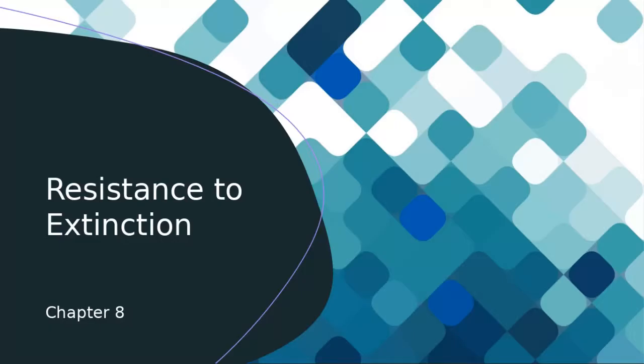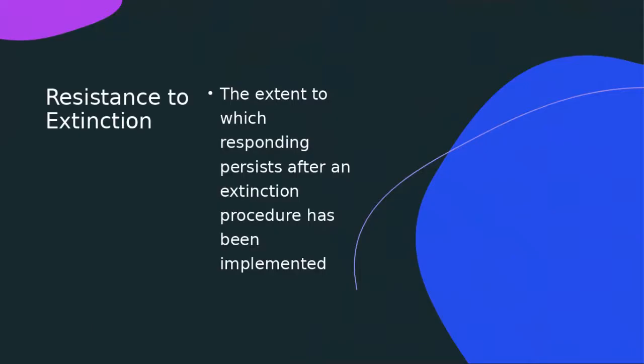In this mini lecture, we'll be discussing resistance to extinction. Resistance to extinction is the extent to which responding persists after an extinction procedure has been implemented. So once you remove a reinforcer for behavior, how long does that behavior persist?